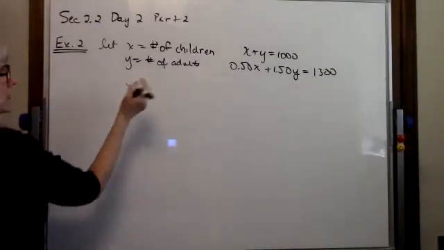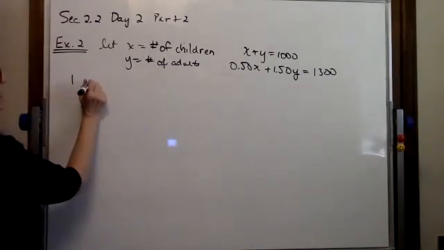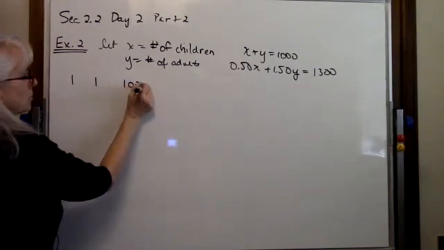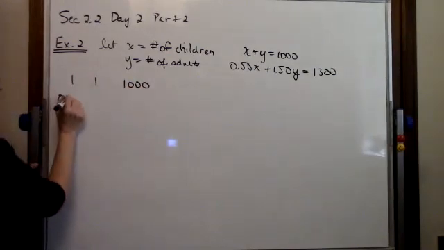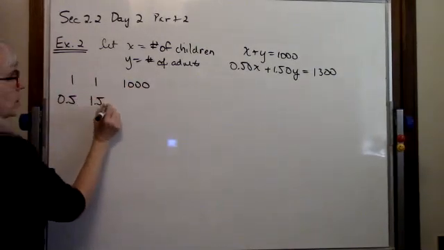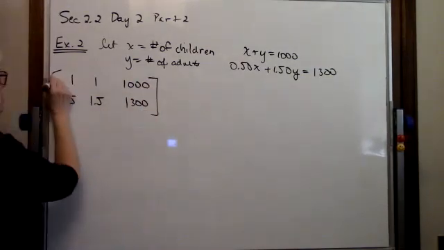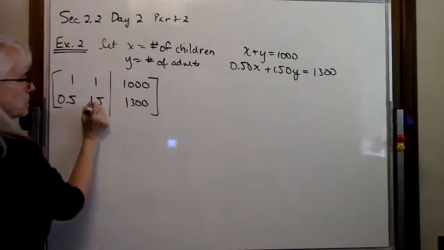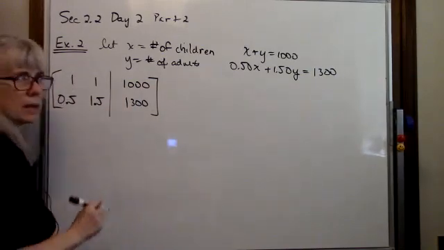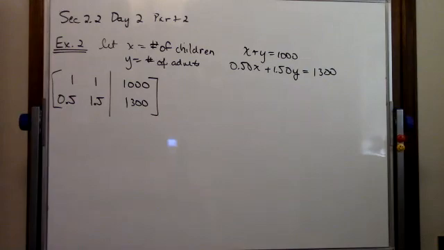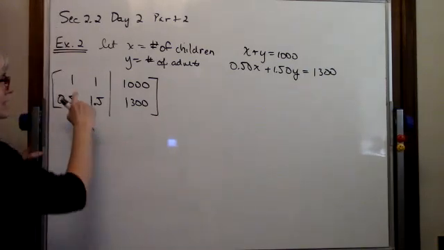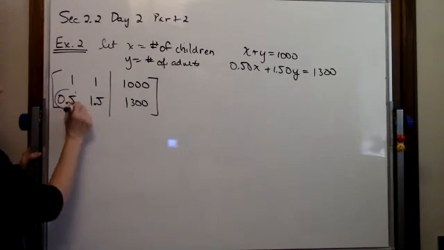So the first thing we're going to do is take it to our matrix. So we're going to have a 1, 1, and 1,000. We also have 0.5, 1.5, and 1,300. In general, I try not to use decimals, but because the problem initially starts with decimals, I'm going to go ahead and keep the decimals in as I work the problem. Now it's time to row reduce it. Well, we already have a head start because this is already a 1. So now we need a 0 right here.